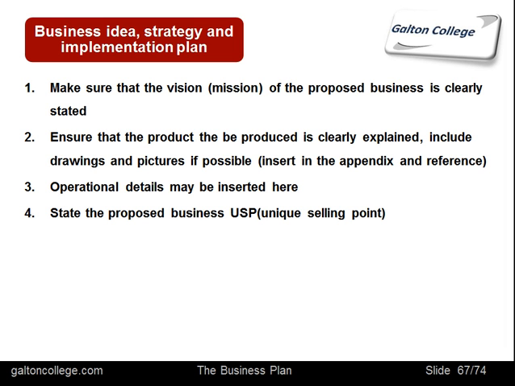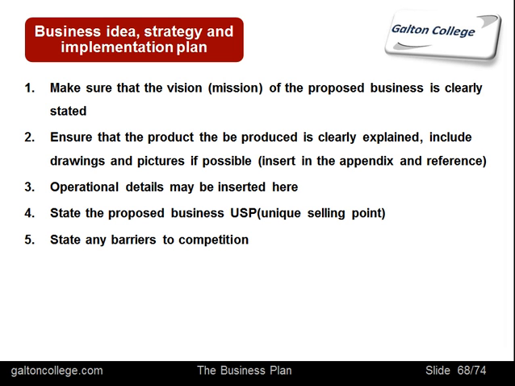And state the proposed business USP, the unique selling point. Why is this proposal coming forward? What's the business plan trying to do? What's the unique selling point? What is it that differentiates this product from the rest of the market, and how successful will it be?